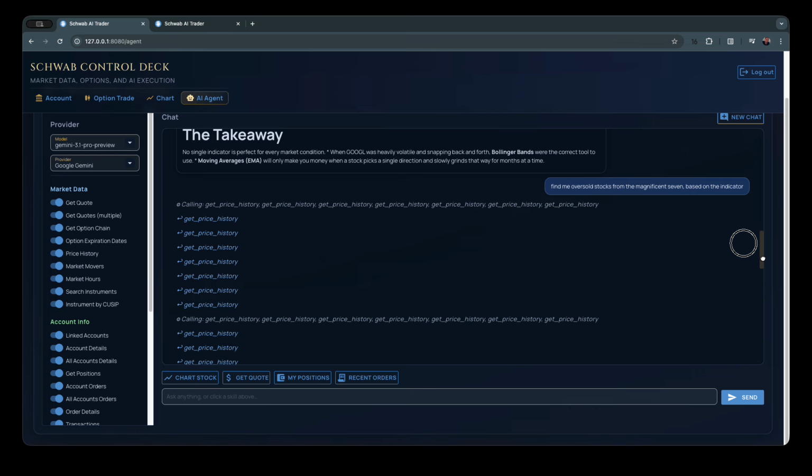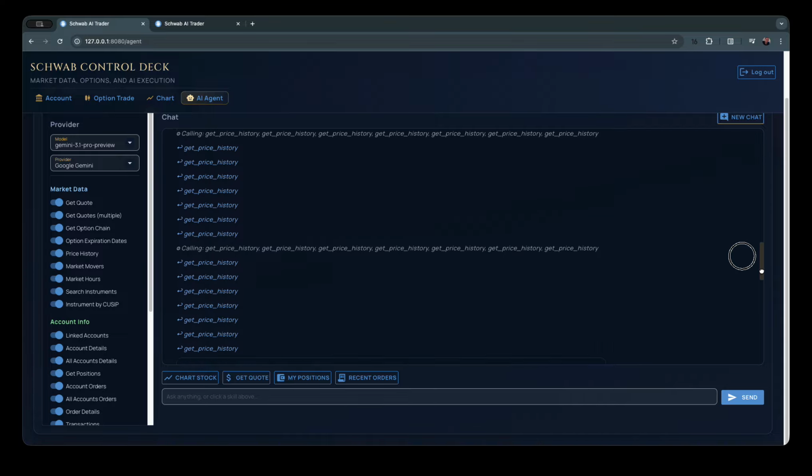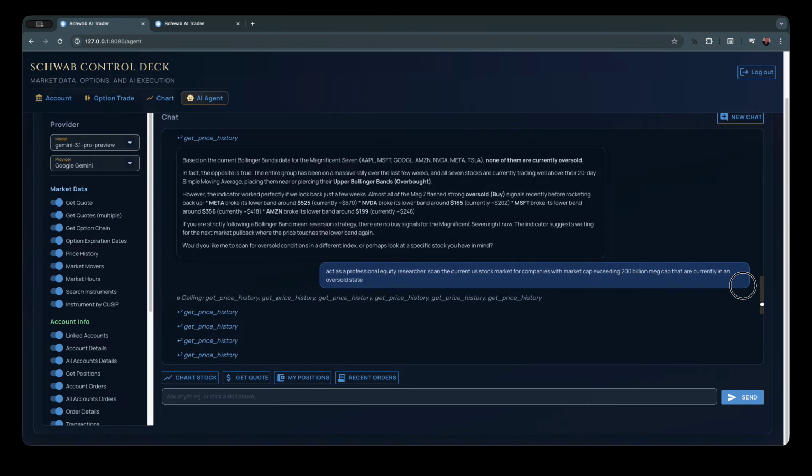Anyways, I said, okay, find me oversold stocks from the Magnificent Seven. These are all just examples, I made things up to test and see that it's all working. So it went through the Magnificent Seven and told me at the end that none of them are currently oversold.